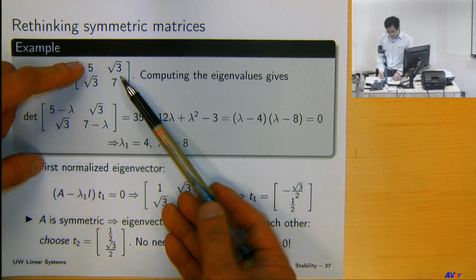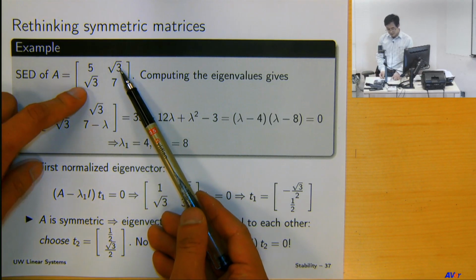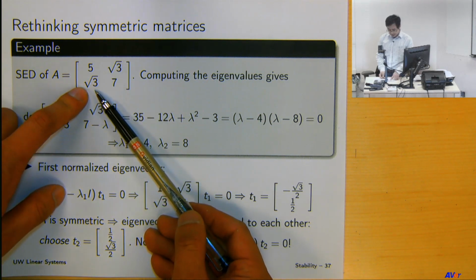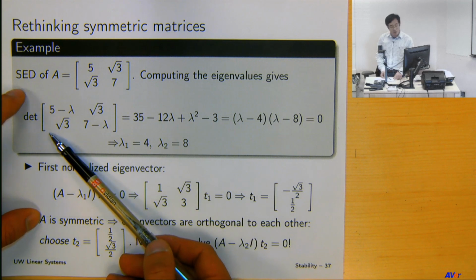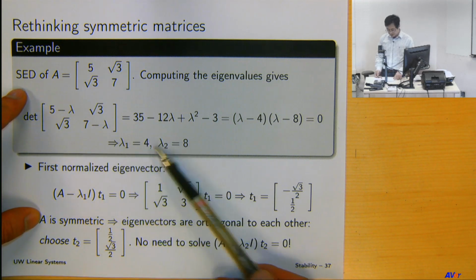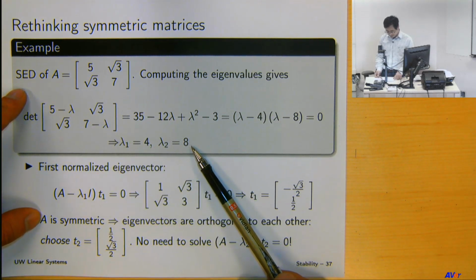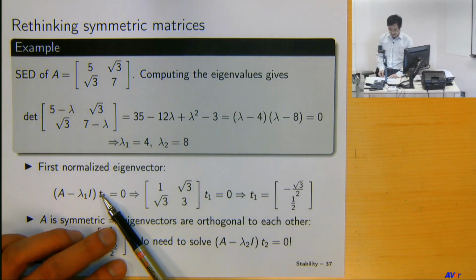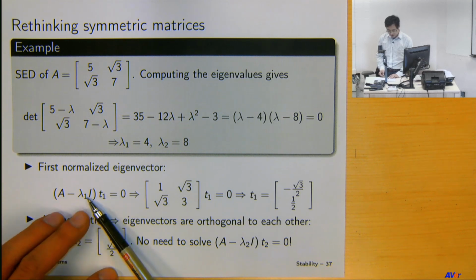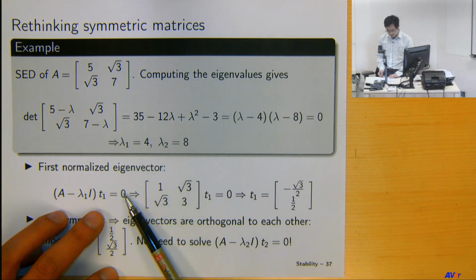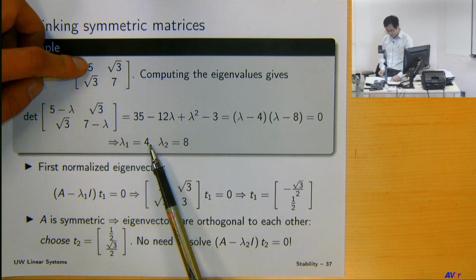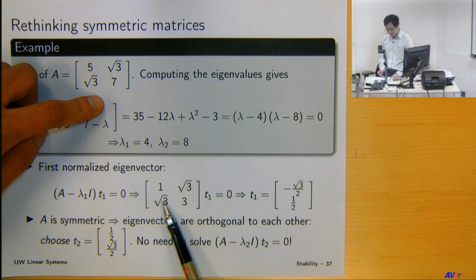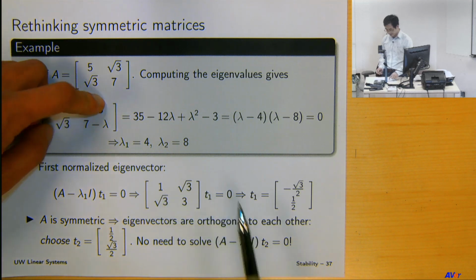It is 5, 7, square root of 3, square root of 3, so it's symmetric. And its eigenvalues, the normal computation, are 4 and 8. Okay, so not too tedious. You can get the first eigenvector. So A minus lambda 1I times t1 equal to 0. That means 5 minus 4, that's 1. 7 minus 4, that's 3. And then square root of 3, square root of 3 times t1 should be 0.